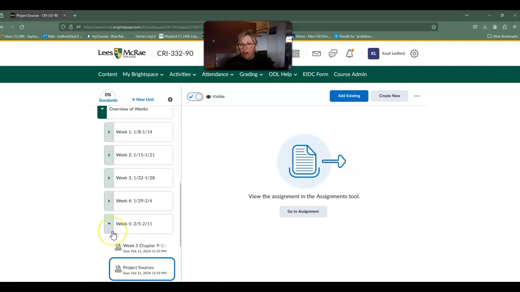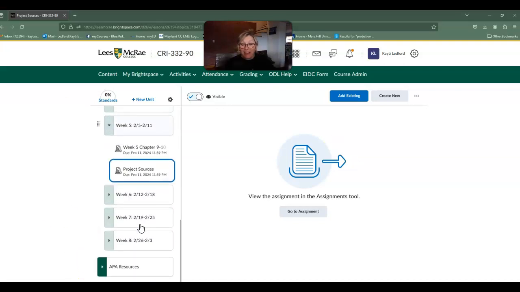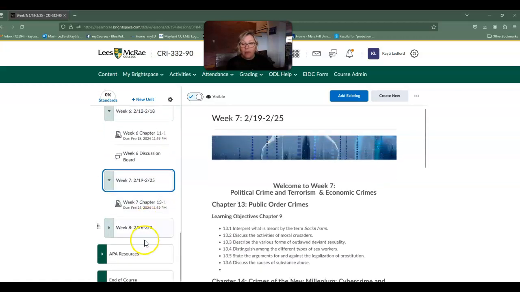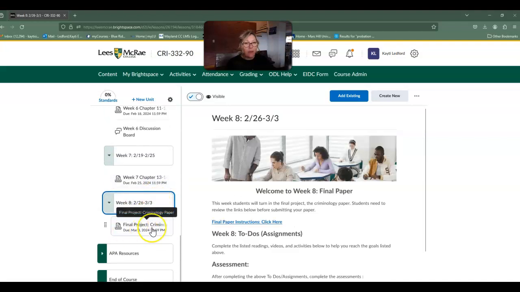So we are in week 5, which means that we are on the second stretch here. Our last day is March 3rd, so kind of keep that in mind as we are going down through here. You will have a couple more assignments, and then this last week is when that final project is due.